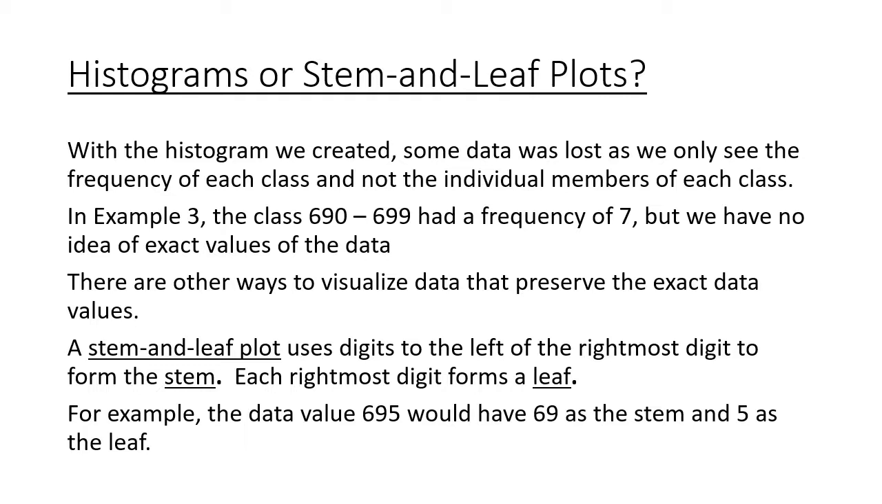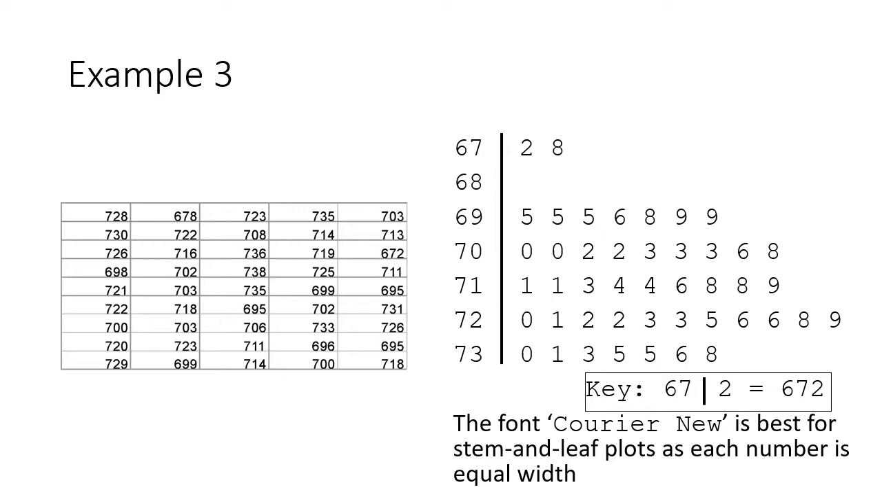A stem and leaf plot uses the digits to the left of the rightmost digit to form the stem, and only the rightmost digit to form the leaf. So for example, in the table, I had the value 695. Well, 69 would be the stem, 5 would be the leaf. Let's take a look. I take that big set of data, and we knew that in the 670s, there were two numbers: 672 and 678. So that last digit, the 2 and the 8, is what I put over there on the leaves of my stems. That's how I organize my data.